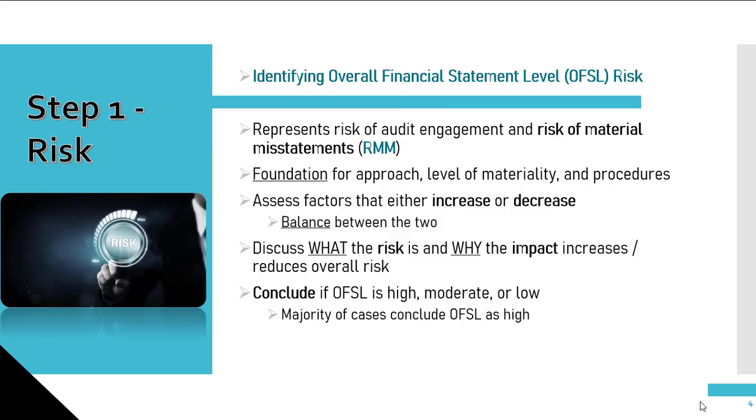Your first step in writing an audit planning memo will be to assess the overall financial statement level risk, also known as OFSL. This represents the risk of an audit engagement and the risk of material misstatements, also known as RMM. This assessment will be the foundation of determining what approach should be used to gather the appropriate evidence, the level of materiality we should accept, and the procedures required to form an audit opinion.